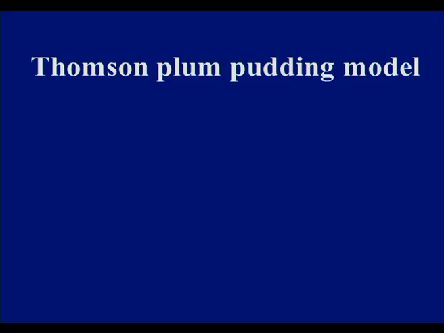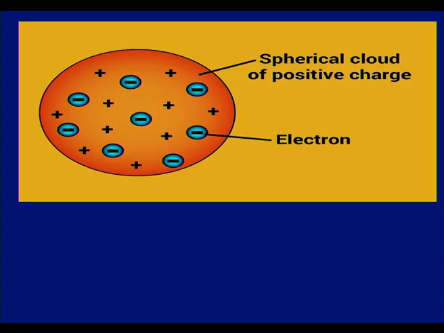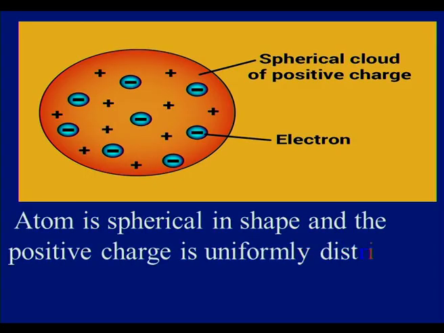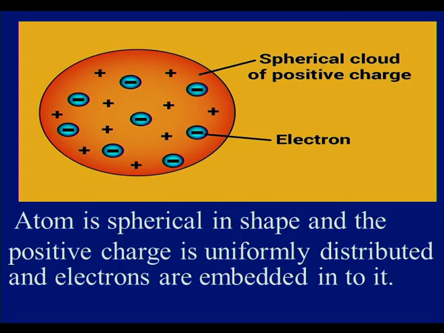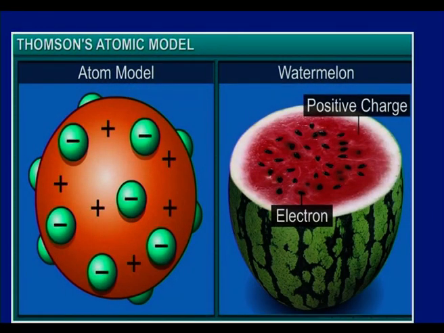Among all, the first one is the Thomson plum pudding model. According to the Thomson plum pudding model, the atom is spherical in shape, the positive charge is uniformly distributed and electrons are embedded into it. Thomson compared the atom with a watermelon: just as in a watermelon the red pulp is distributed and seeds are embedded inside the pulp, in the same way inside the atom electrons are embedded in the positive charge.